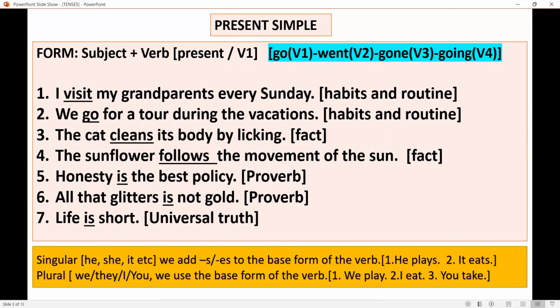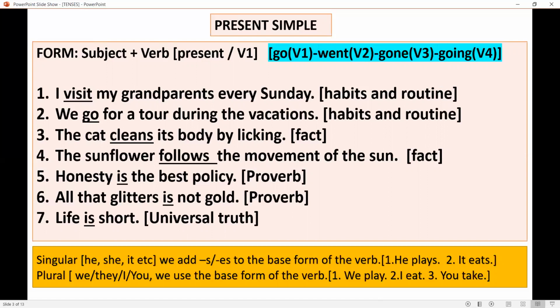First is present simple. You know that the form of present simple is subject plus verb. Verb means V1, the base form of the verb. See children, I'll be using this V1, V2, V3, V4 in these slides. V1 means present tense, that is the first form of a verb. The second form, V2, is the past form, V3 is the past participle, and V4 is the present participle.